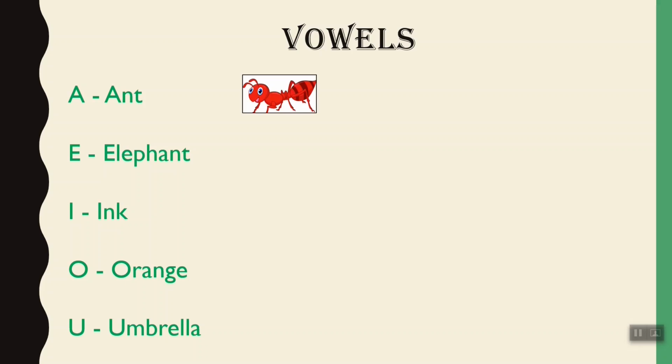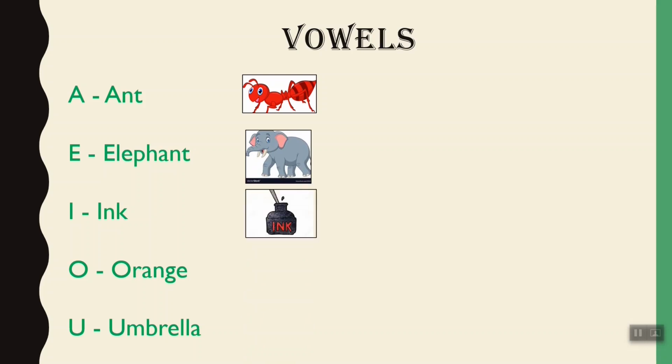A for ant. So this was our number one animation or number one image that we animated. Similarly, you can click on page down again. So you see how the elephant came up rising. The third one was ink. The fourth one was orange. And the fifth one was umbrella. So you can see how it gets animated when you use this animation in your PowerPoint.